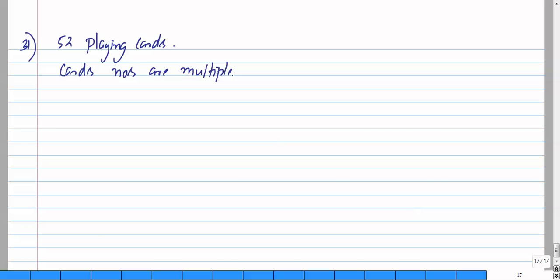Next we do the problem number 31. From a pack of 52 playing cards, all cards whose numbers are multiples of 3 are removed. So we need to know how many cards are left. How many cards are left?